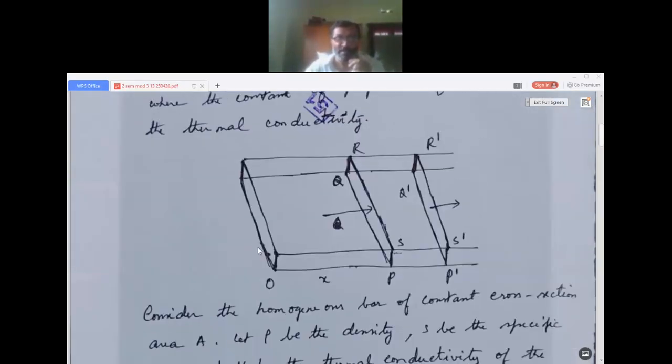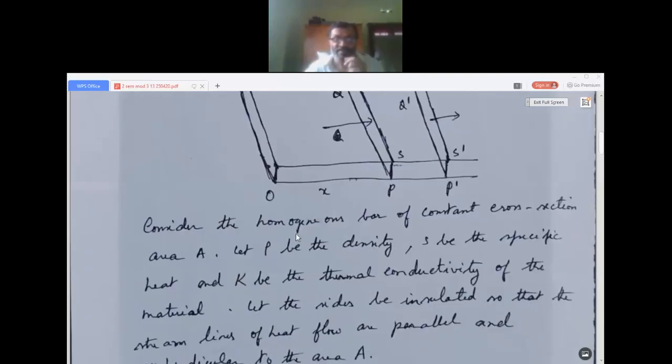So this is the diagram. This is the origin. Till here the length is x. Till here x plus delta x. This small region is delta x. Two elemental areas at cross sections are taken, P, Q, R, S, and P dash, Q dash, R dash, S dash. Consider a homogeneous bar. Homogeneous means the same type.